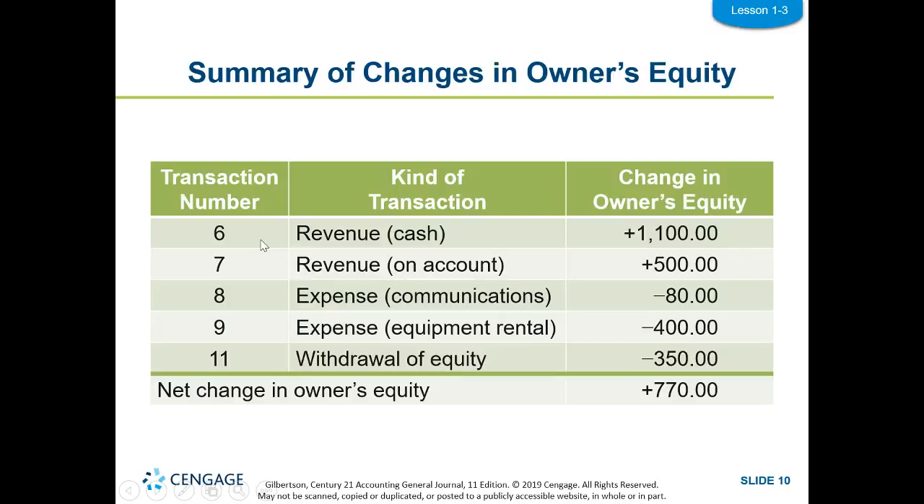So if we look here on this sixth transaction, we received revenue in the form of cash, $1,100, so it increased our owner's equity by $1,100. Transaction 7, revenue on account, that increased owner's equity by $500. The 8th transaction, we paid an expense, so that decreased our owner's equity. On the 9th, we paid an expense for equipment rental, that decreased $400. And the 11th transaction, we withdrew equity $350. So over this period, that gives us a net change in owner's equity of $770.